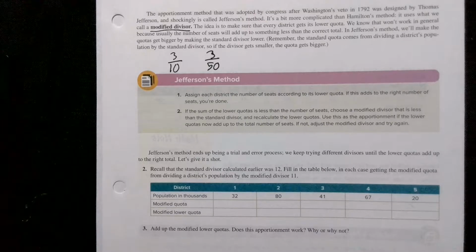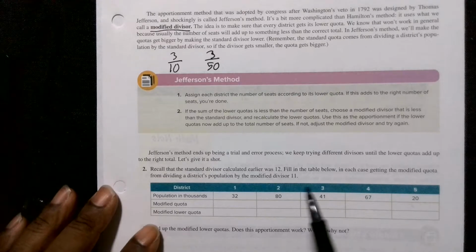Okay, Jefferson method ends up being a trial and error process. We keep trying different divisors until the lower quotas add up to the right total. Let's give it a shot. Recall that the standard divisor calculated earlier was 12. It was 12 or 12,000, depending on if you wanted to put the 3 zeros on the answer or not. Okay, now fill in the table below. In each case, get the modified quota from dividing a district's population by the modified divisor 11.